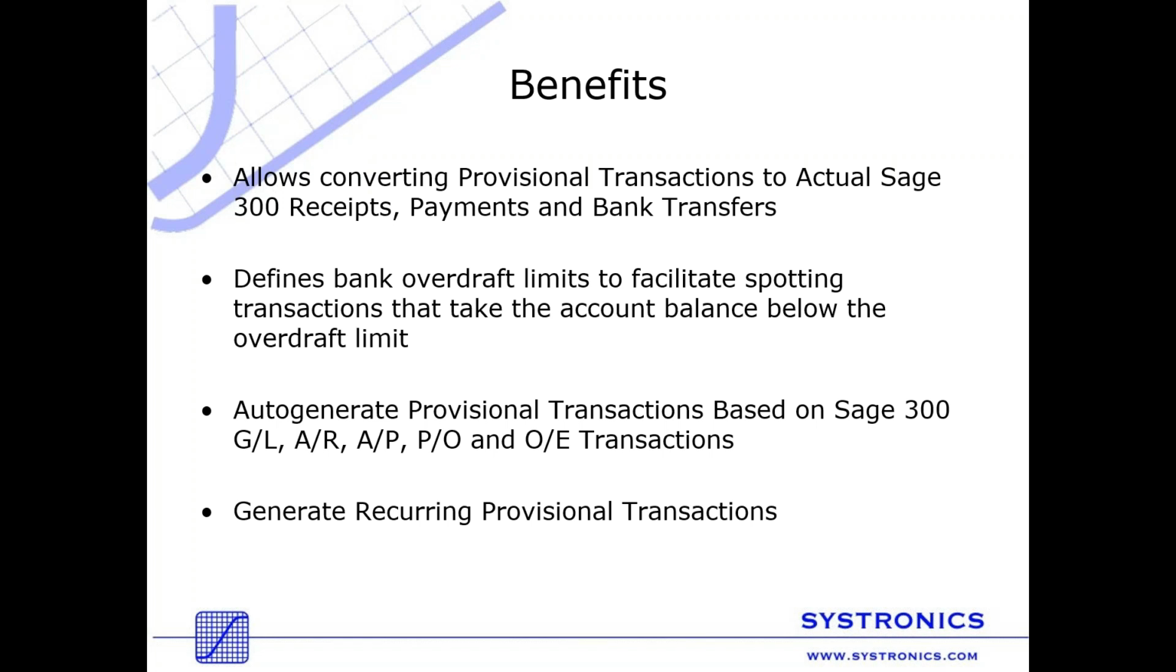Cash flow forecasting also allows you to generate provisional transactions automatically from accounts receivable invoices, accounts payable invoices, purchase orders, order entries, and GL account budgets. Also, cash flow forecasting allows you to generate recurring provisional transactions for transactions that are recurring over time.